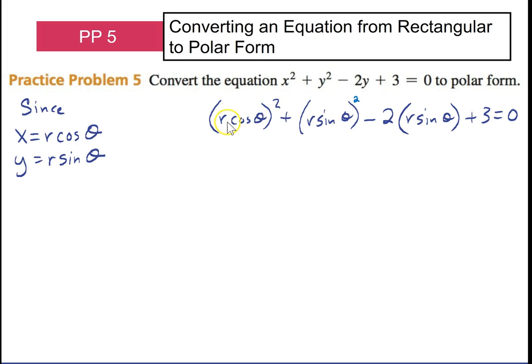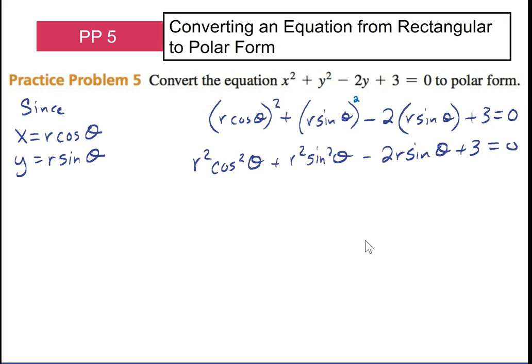Well, because there's a multiplication here, the r gets squared and cosine gets squared. So there's that. Now this one's going to be r squared sine squared. And this one's just going to be a multiplication into here, since everything is multiplication here as well, so it just becomes 2r sine theta. There it is. And the rest of the problem comes in.